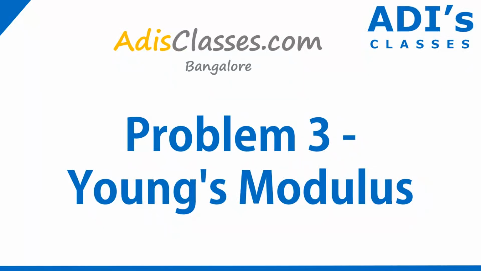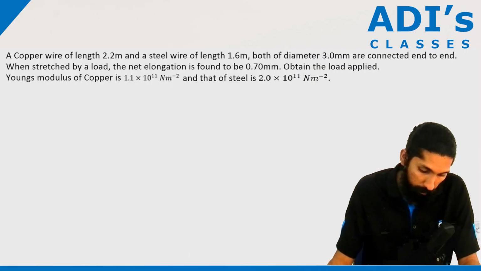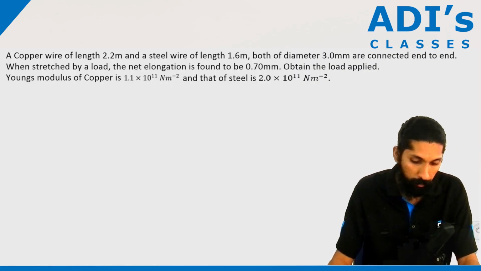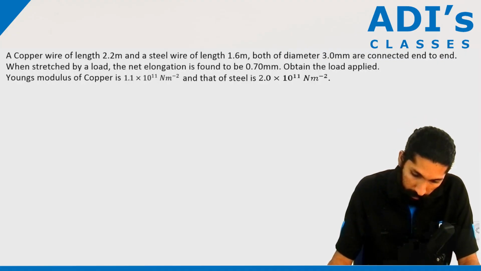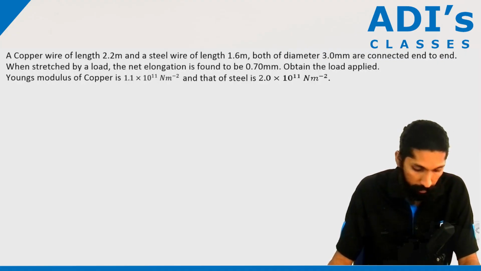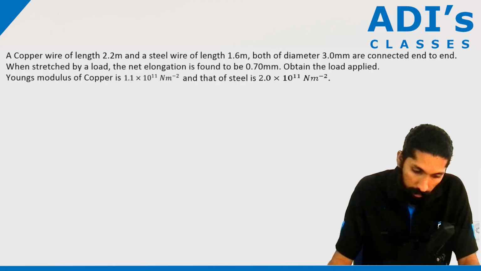Let's start with the next question in Young's modulus. Okay, the question is: a copper wire of length 2.2 meter and a steel wire of length 1.6 meter, both of diameter 3 millimeter, are connected end to end. When stretched by a load, the net elongation is found to be 0.70 millimeter. Obtain the load applied.